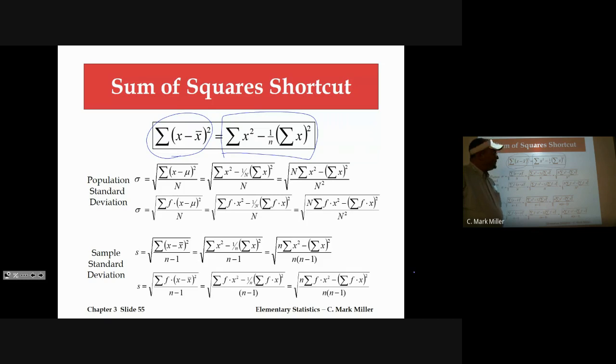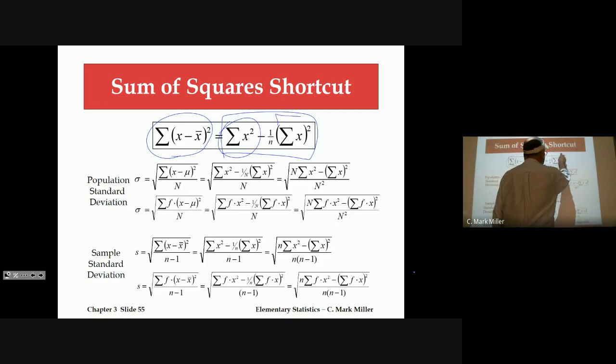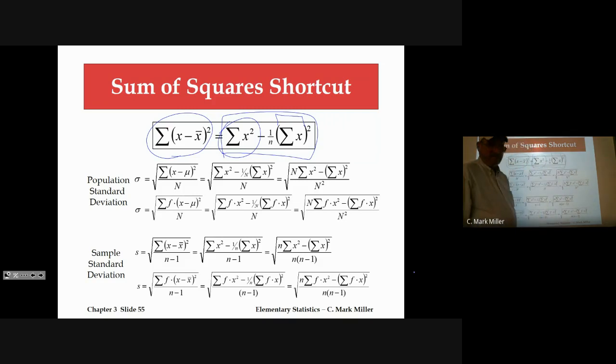It is, because you don't have to compute deviations. Here, you have the sum of the x squared, so you square them first and then sum them. Here, you sum them first, then square them and divide by n. So that is a sum of squares shortcut. For small data sets, it doesn't matter much. For larger data sets, that's a huge savings.